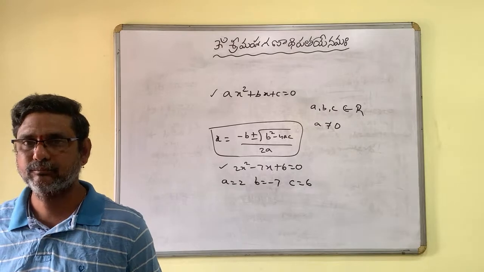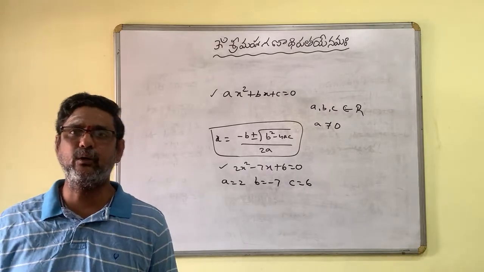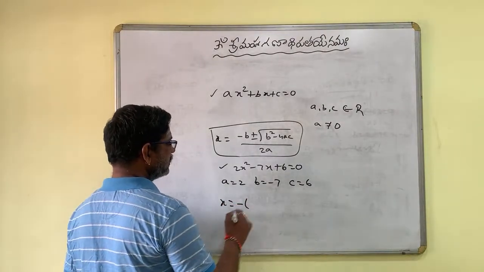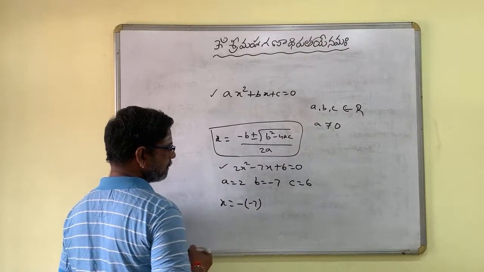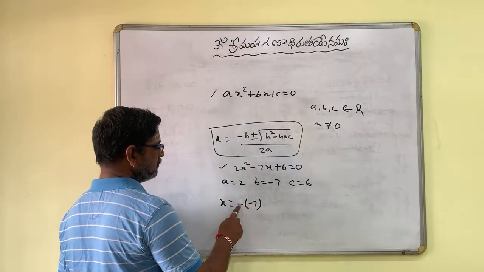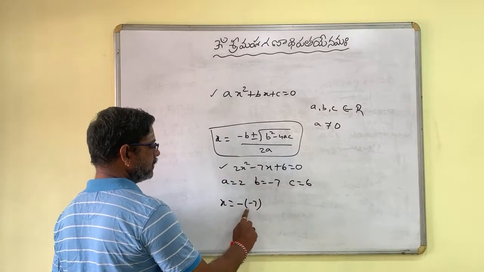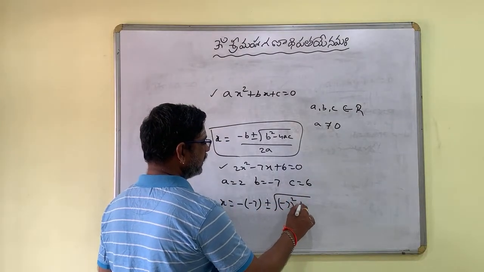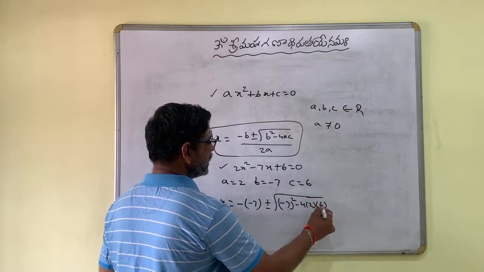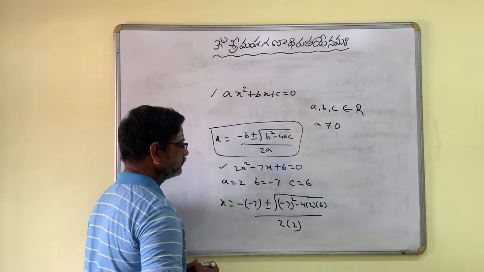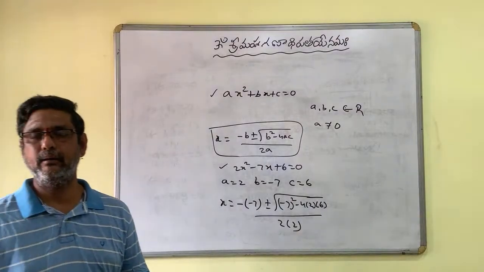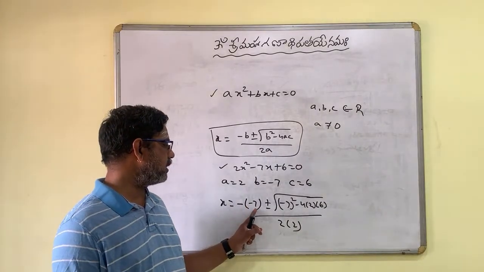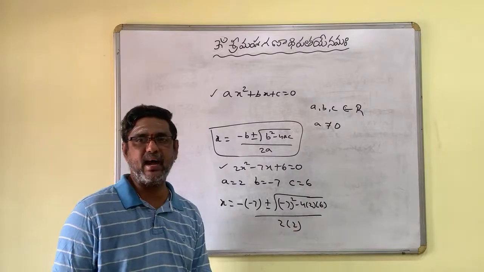Okay, good morning. Now what we have to do is just substitute the values. x is equal to minus b. b is given as negative 7, so minus b. Plus or minus root over b square minus 4ac, by 2a.